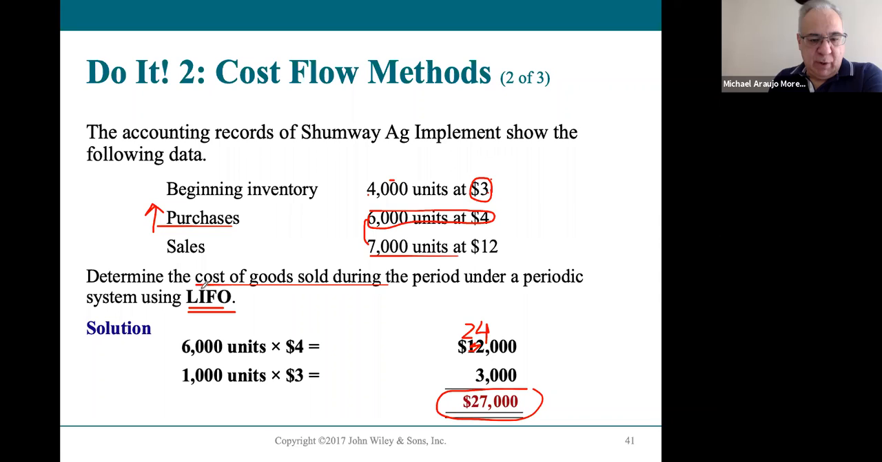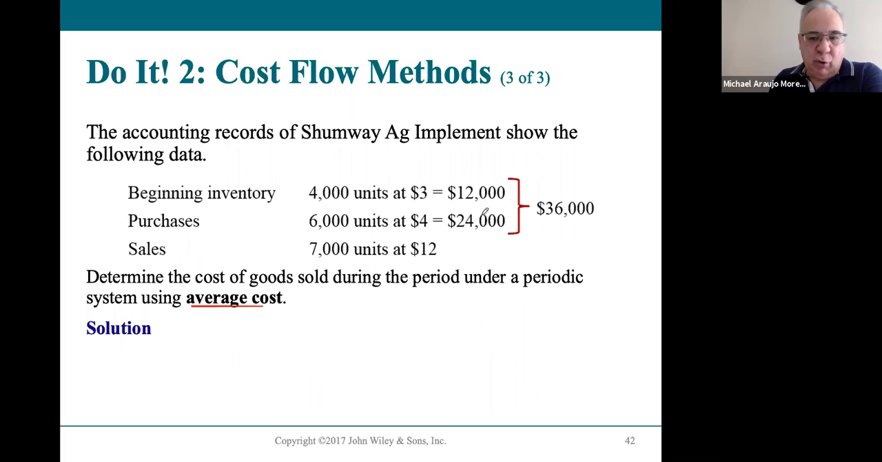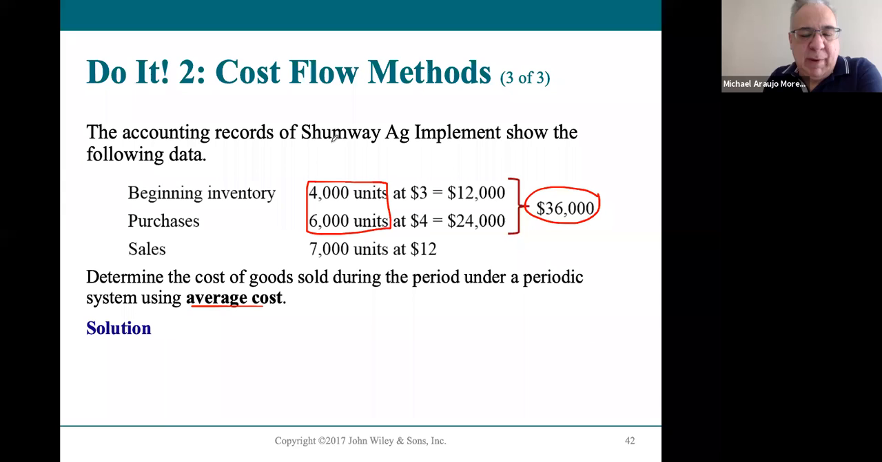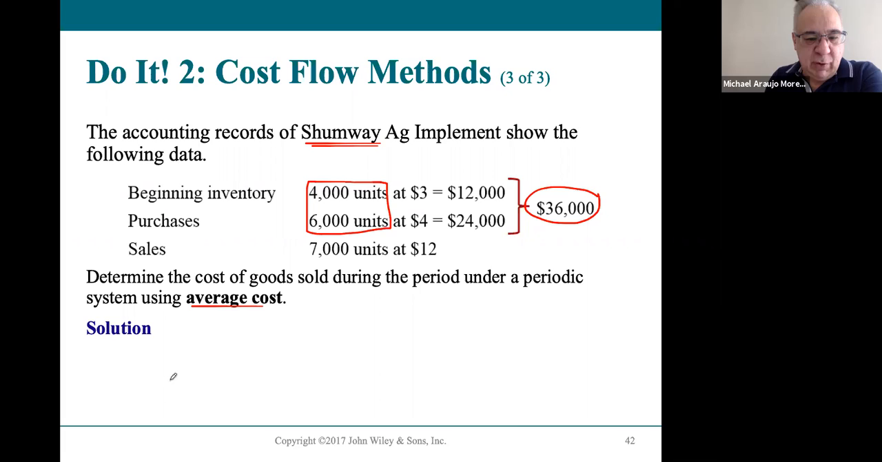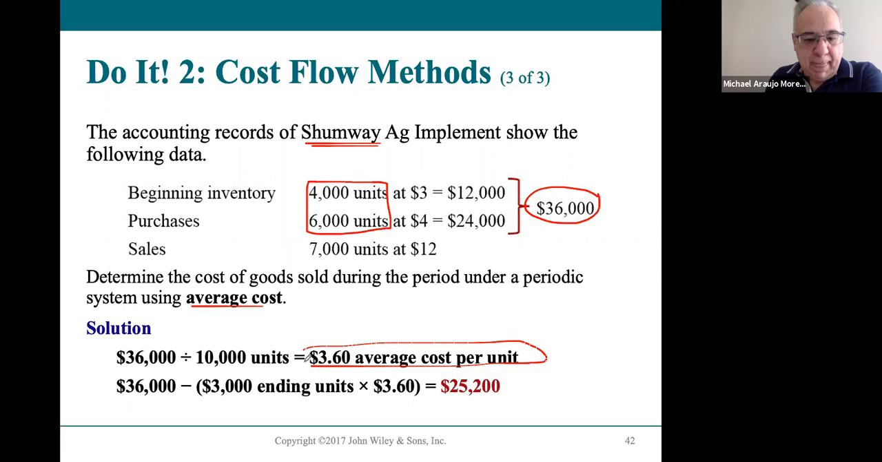Again, they want you to tell them the cost of goods sold in this case, but you can do both. Last is the average cost. Again, you need totals. You spent a total of $36,000 to buy 10,000 units of whatever product this is. So based on average cost, there's going to be some way to figure this out. $36,000 divided by 10,000 units will give you $3.60 per unit. And then this is what your book shows: total available for sale minus your ending inventory. There shouldn't be a dollar sign, that is a mistake. But you can also just say 7,000 units times $3.60, and you should be getting $25,200.